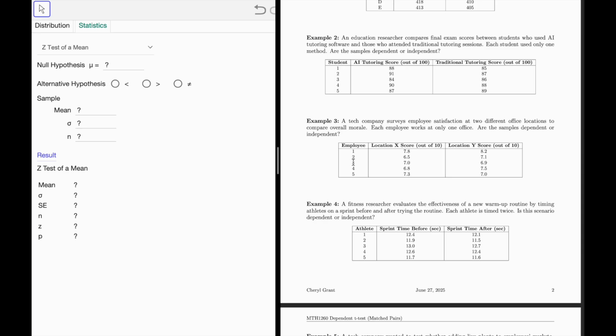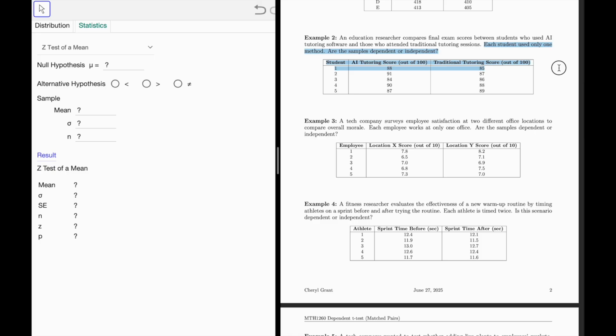Let's look at example 2. An education researcher compares final exam scores between students who used AI tutoring software and those who attended traditional tutoring sessions. Each student used only one method. Are the samples dependent or independent?